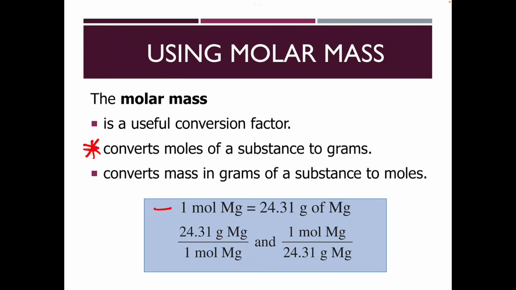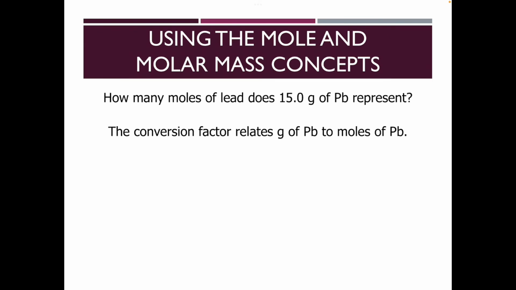So for example, 1 mole of magnesium is equal to 24.31 grams of magnesium. And I got this number from the periodic table. So if you find your periodic table right now, you'll see magnesium has a mass of 24.31. So that's an equality that I wrote here: 1 mole of magnesium equals 24.31 grams of magnesium. Therefore, I can use it as a conversion factor in my train tracks.